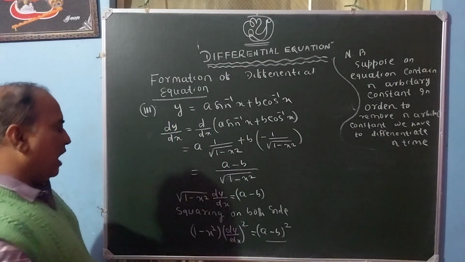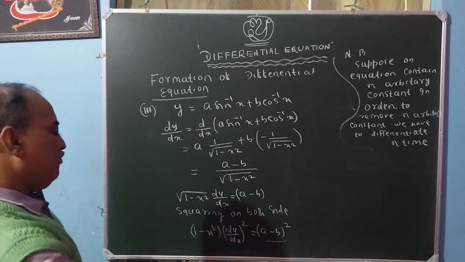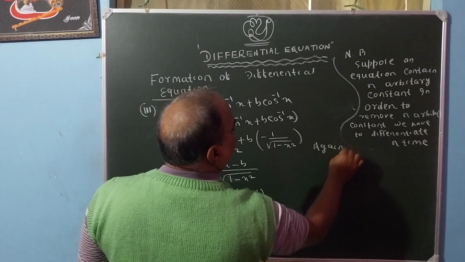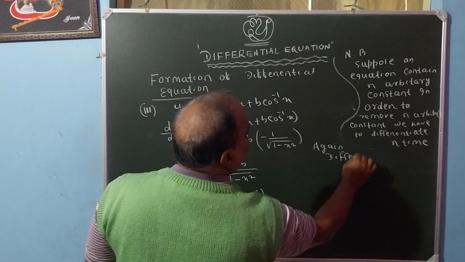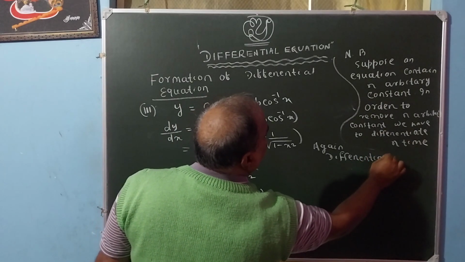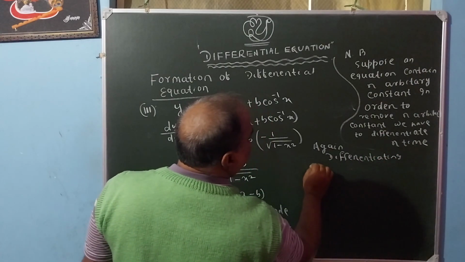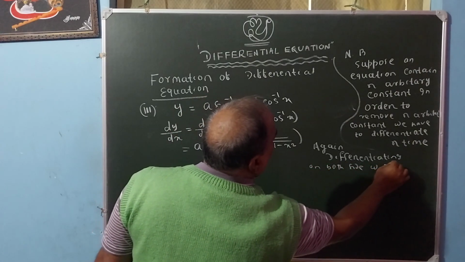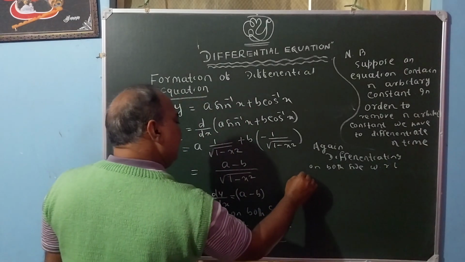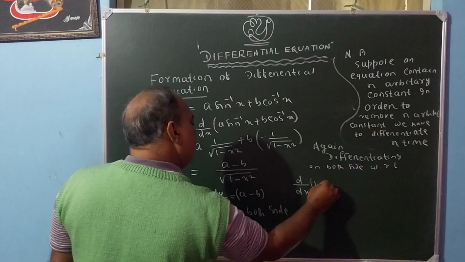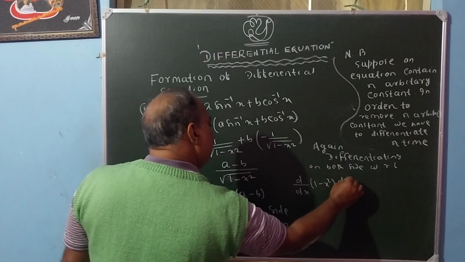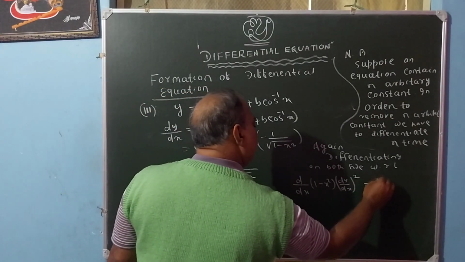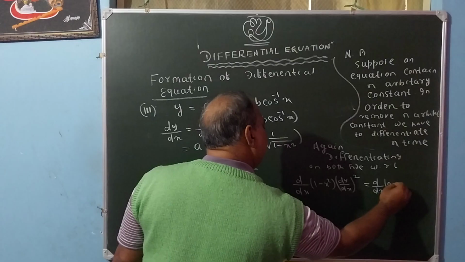Therefore, we have to differentiate again. Again differentiating on both sides with respect to x, we get d/dx of (1 minus x square) into (dy/dx) whole square is equal to d/dx of (a minus b) whole square.